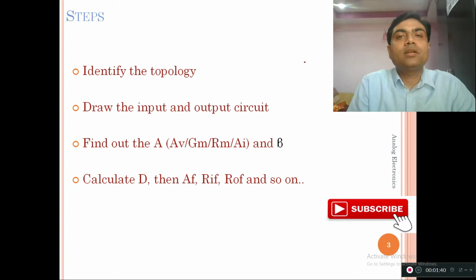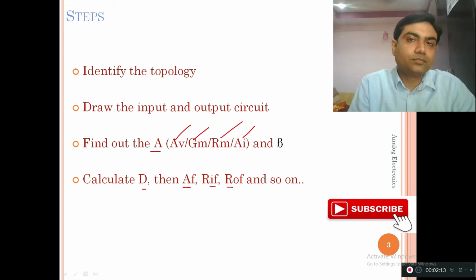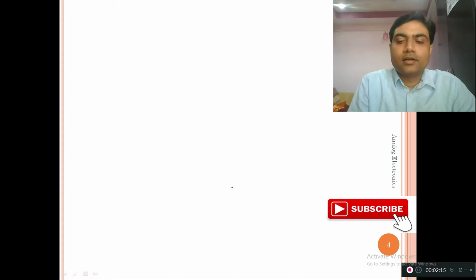Just to revise, we will first identify the topology, then we will draw the input and output circuitry, and then we will find the A and beta. When I'm saying A, that is the open loop gain. It can be AV, GM, RM, or AI. So depending upon the topology, we first find A and then beta, and by the knowledge of A and beta we will calculate D, and then by the knowledge of D we will calculate AF, RIF, ROF and so on. So let's begin the discussion.